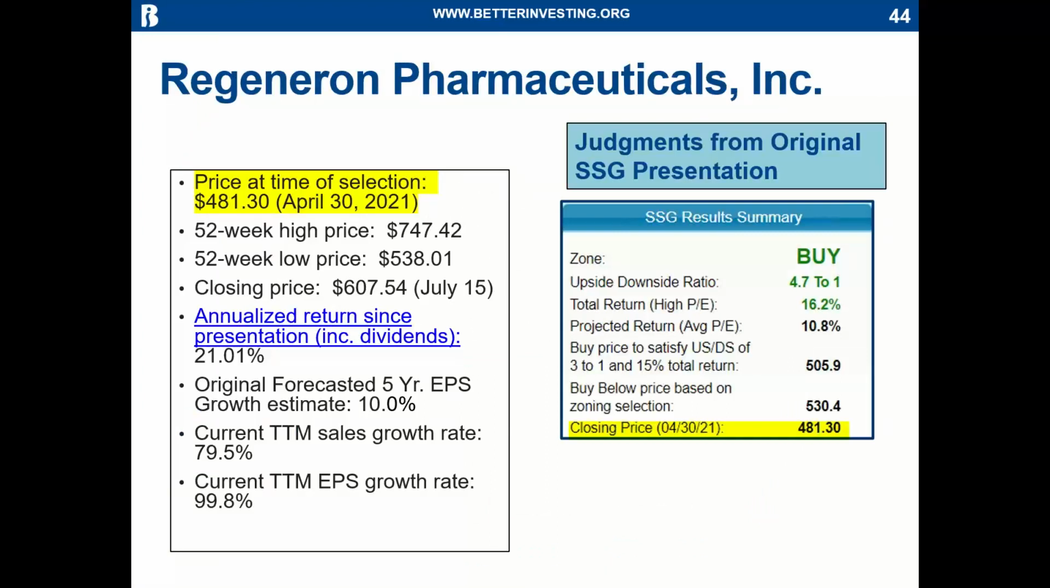The price at the time of selection was $481.30. It's reached a high price of $747.42, and the closing price is $607.54. And you can see on the right side, my original summary. It was in the buy zone with returns between 10.8% and 16.2%. Next slide.